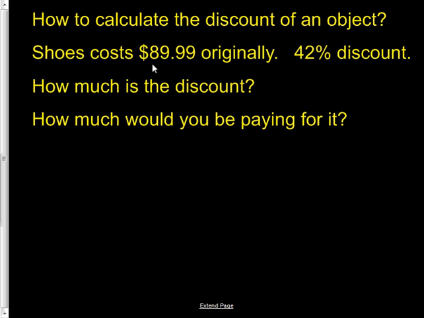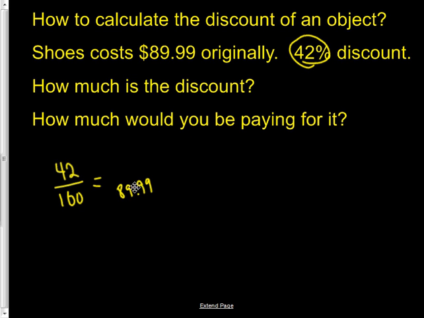So let's take a look at a problem with some very pesky numbers that would try your patience a little bit. Shoes cost $89.99, and we've got a 42% discount. Let's take a look at how we can make this one into a ratio or a fraction. 42% would be the same as 42 over 100. And our shoes originally cost $89.99.